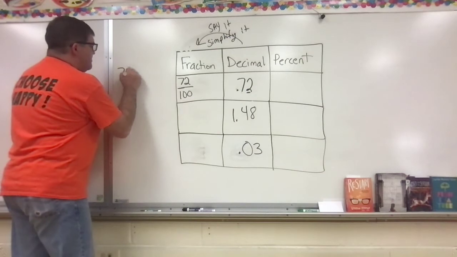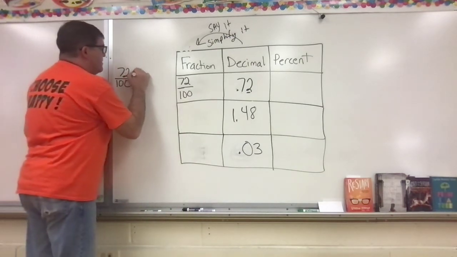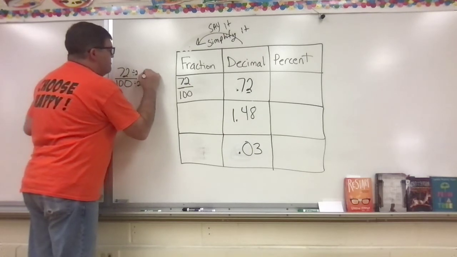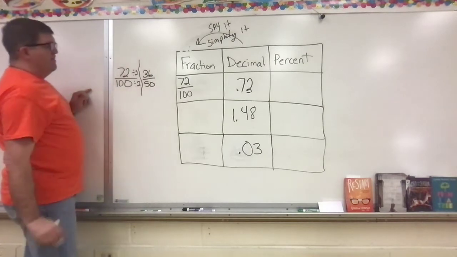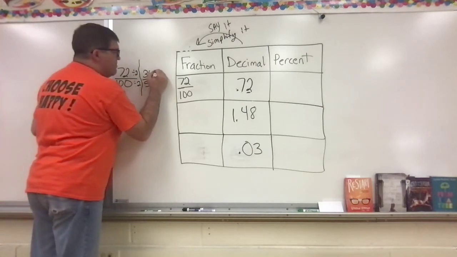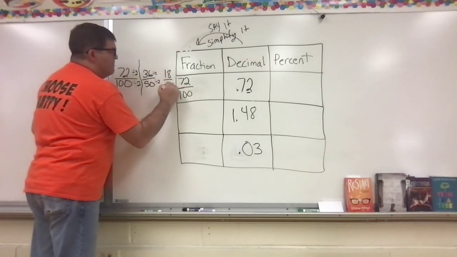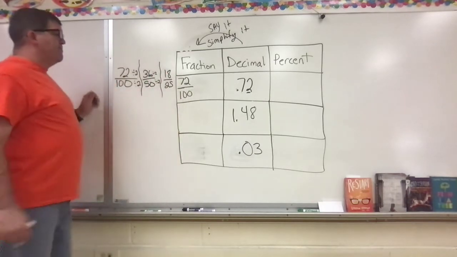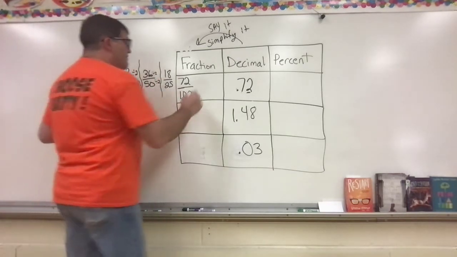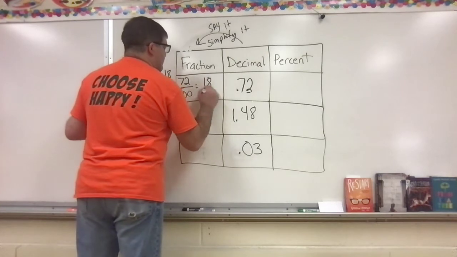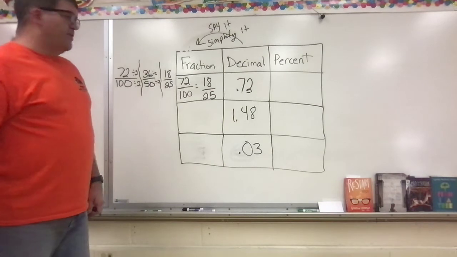And I know 72 over 100, they're both even. So I cut them in half, gets me 36/50. Now these are both even too, so I can cut them in half again, or divide by 2. 18/25. Now I can't get the same number that will go into 18 and 25, so 18/25. And there, I'm good.